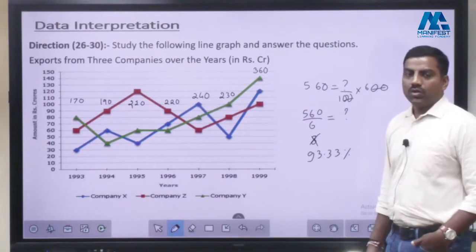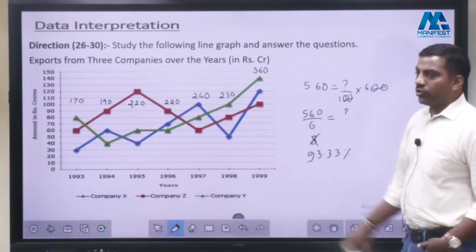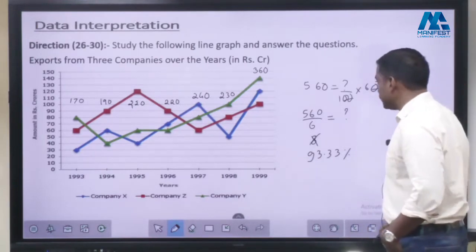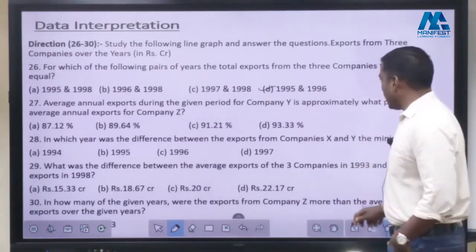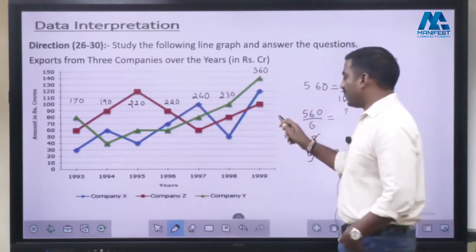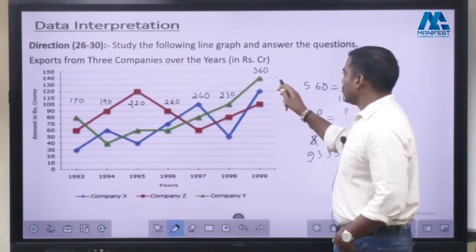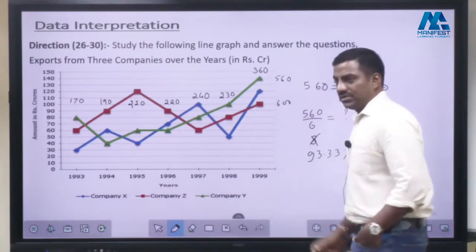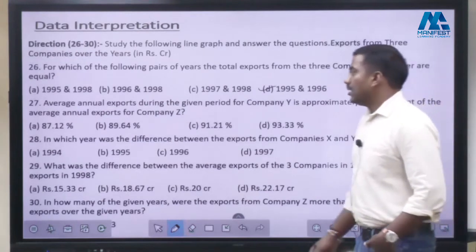Done? Okay. Fine. The only thing here is you have to be fast enough to calculate. Do the sum. And you have to remember the sums we have calculated so far, 560 and 600. You mark 560 and 600 for these two companies, Y and Z. That might help you somewhere in the next few questions.